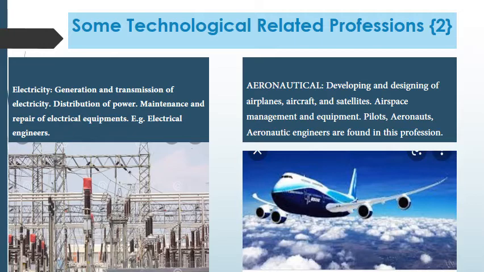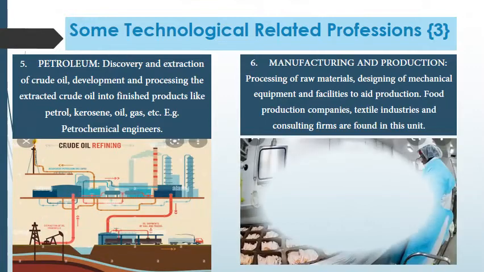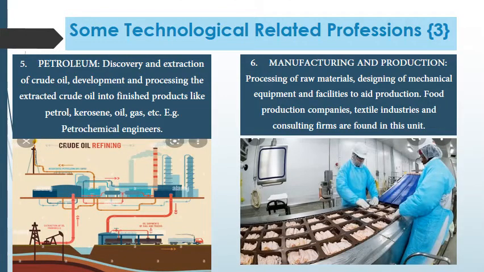Now, in the area of electricity, the electrical engineers carry out the following: generation and transmission of electricity, distribution of power, and maintenance and repair of electrical equipment. Petroleum. Petrochemical engineers help in carrying out the following: discovery and extraction of crude oil, development and processing of the extracted crude oil into finished products like petrol, kerosene, oil, gas, and so on.